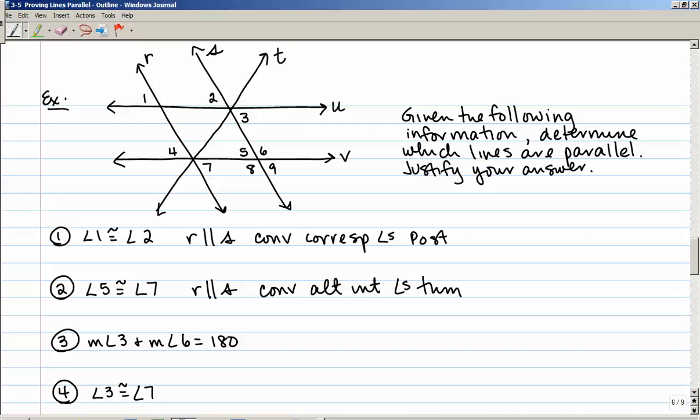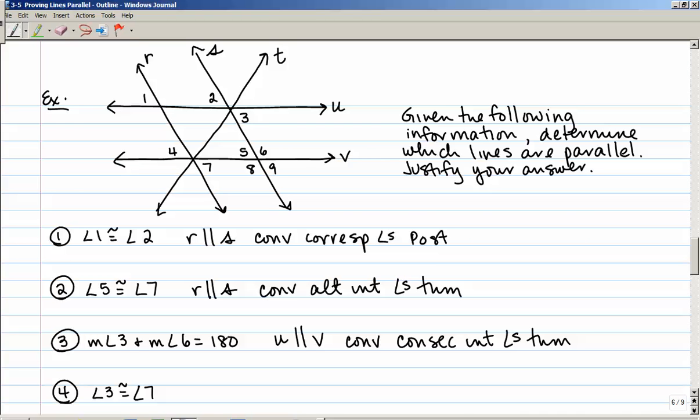Now looking at example 3. Measure of angle 3 plus measure of angle 6 equals 180. So if 3 and 6 add up to 180, that is, if angle 3 and angle 6 are supplementary, then lines U and V need to be parallel to each other because these are consecutive interior angles. So line U would have to be parallel to line V by the converse of the consecutive interior angles theorem, which says that if consecutive interior angles are supplementary, then the lines are parallel to each other.